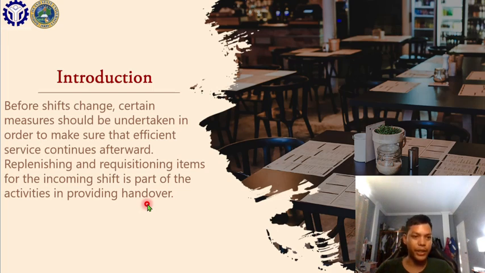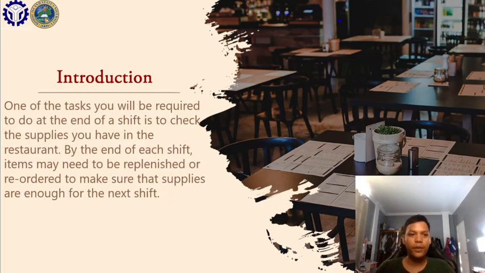So replenishing and requisitioning items is one of the activities that you need to undergo to hand over the work or the job. And one of the tasks that you will be required to do at the end of shift is to check the supplies you have in the restaurants. So for example, if you work from 6 a.m. until 2 p.m., so at 1 p.m.